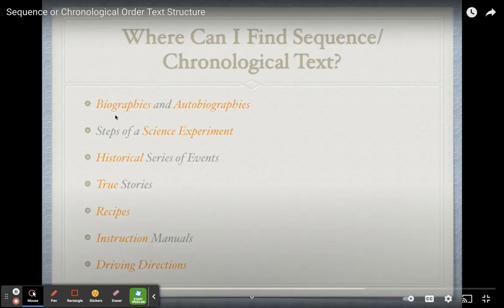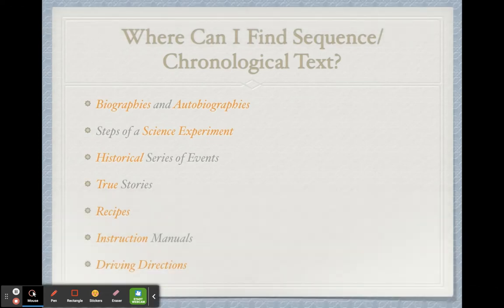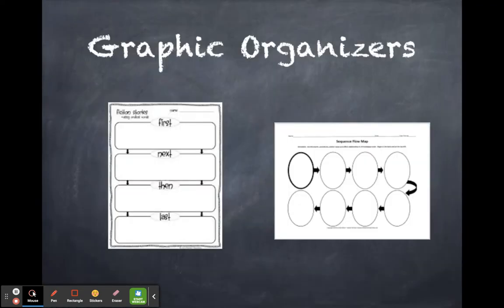So, you'll usually find this in biographies, autobiographies, sometimes steps of a science experiment, historical series of events, true stories, recipes, instructional manuals, and maybe even some driving directions, right? All of these are going to be in sequential order or also known as chronological.